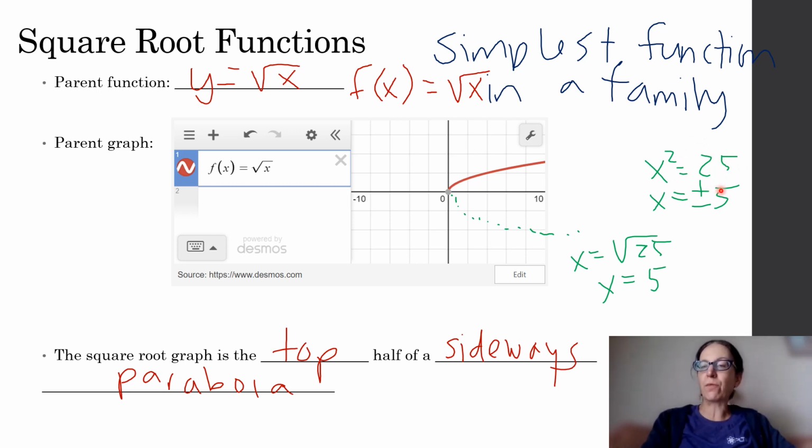This is why a parabola has two sides, and the square root function only has the top part. It only has the positive part. Okay, it doesn't have the negative part. All right, so that's the parent function.